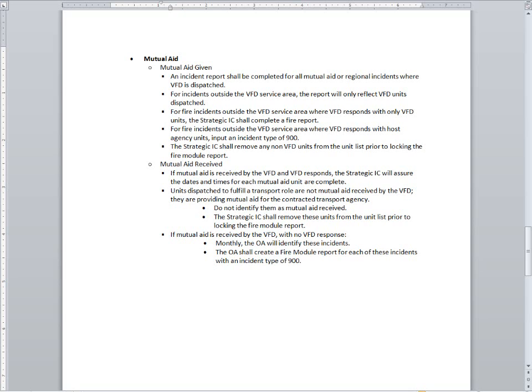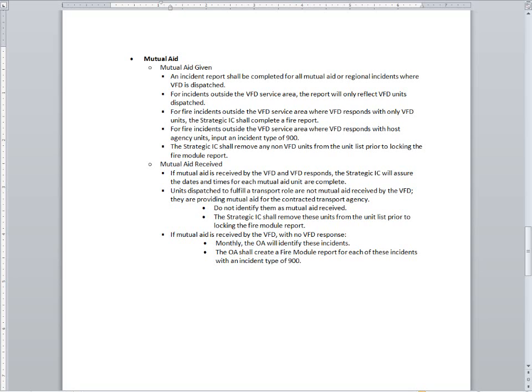The third bullet, for fire incidents outside the VFD service area, where the VFD responds with only VFD units, the strategic IC shall complete a fire report, a fire module report. So if we go into, let's say, Clark County Fire District 3, and none of their units respond there, we arrive, assume command, and we are the only entity there. We need to do a complete fire module report as we would for our area.